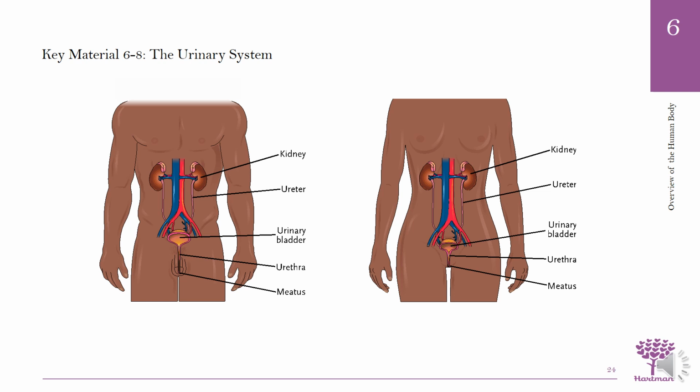Urine flows through the ureters to the bladder, a muscular sac in the lower part of the abdomen. Urine flows from the bladder through the urethra. It then passes out of the body through the meatus, the opening at the end of the urethra. In the female, the meatus is located in the genital area just in front of the opening of the vagina. In the male, the meatus is located at the end of the penis.